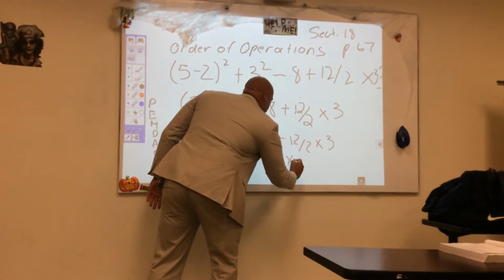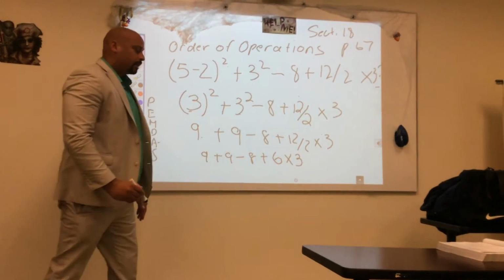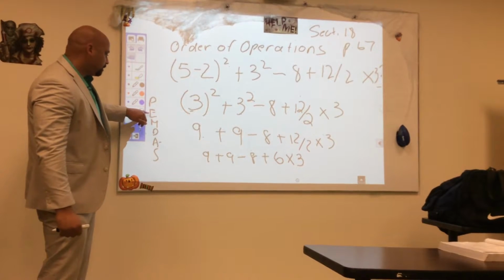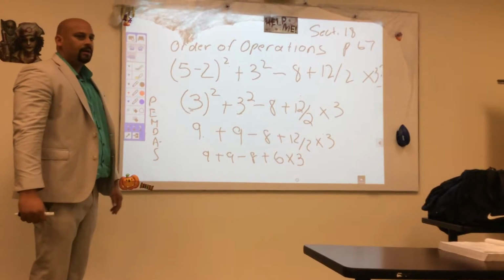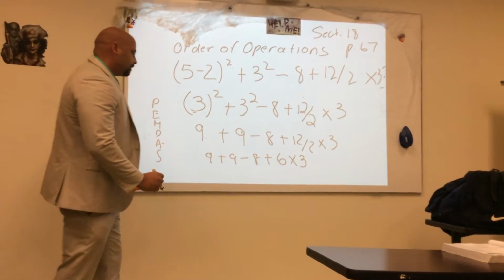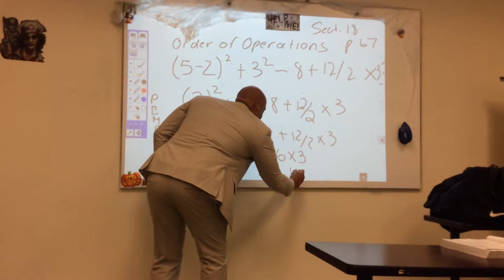6 times 3. Everyone with me? All right. Now, we ask again, do we have parentheses? No. Do we have exponents? No. Do we have multiplication or division still? Yeah, so that's the next thing we have to do, right? So what do we do? 6 times what? 3. So that's 18.